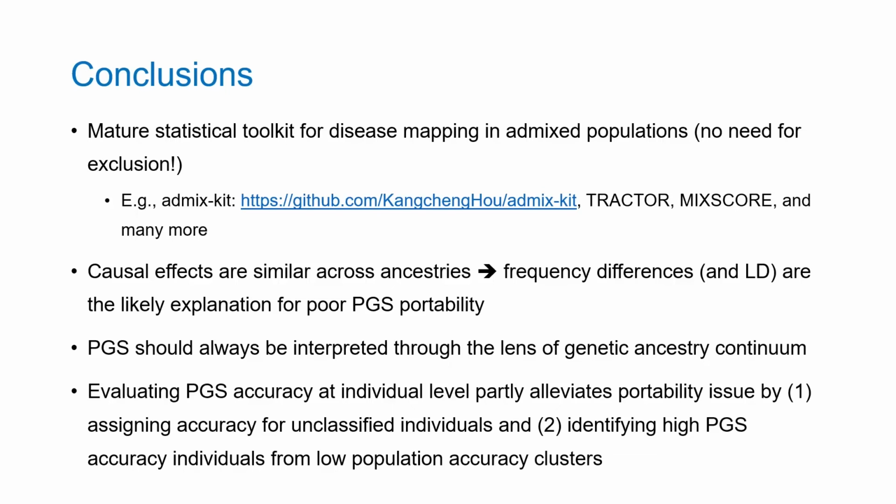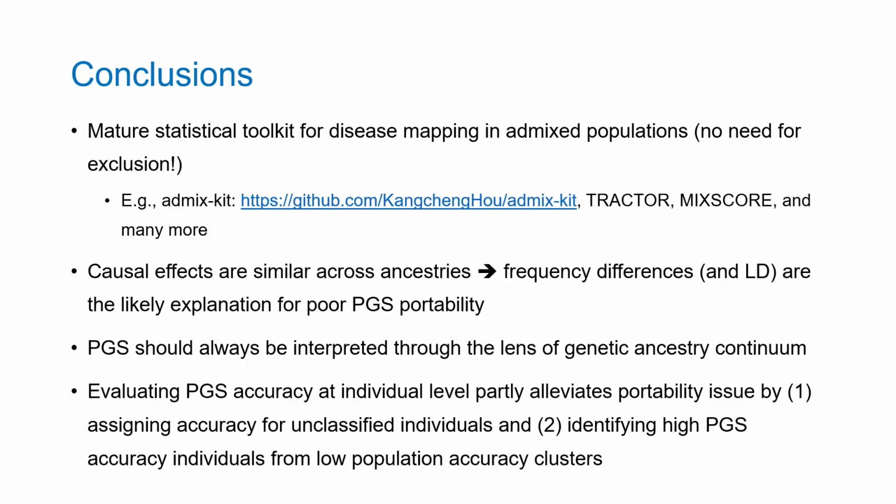Hopefully, I convinced you that we have lots of methods for admixed individuals, so we don't want to remove any of those individuals from all the studies. All the methods that I showed you before, from mapping all the way to polygenic risk score, we put in this admixed kit. There's also a very nice software package from Elizabeth Atkins and others, like Tractor. So we have lots of methodologies for admixed individuals.